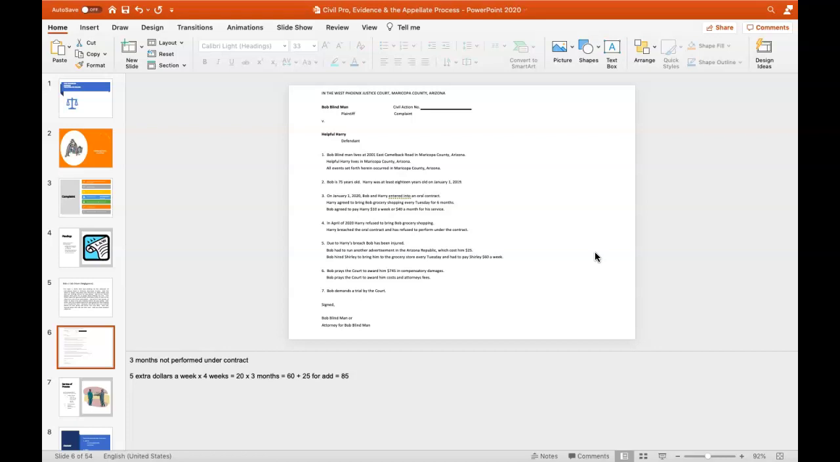Again, you can see the caption is proper and all the basic elements of the cause of action are set forth. The facts are kept simple.